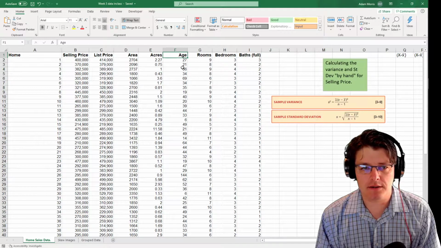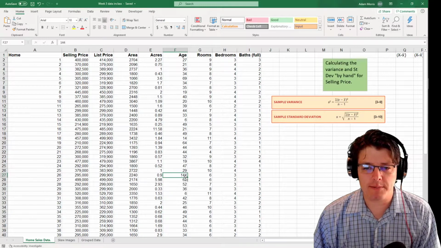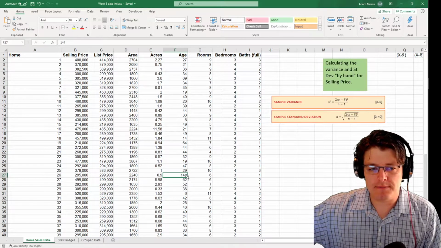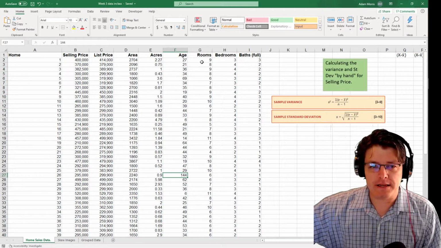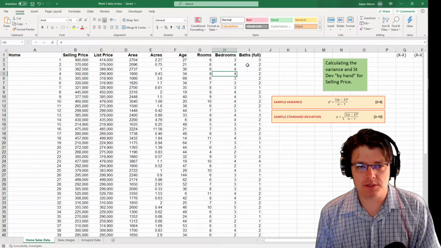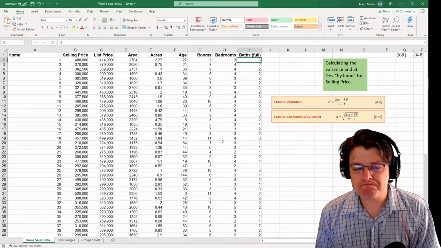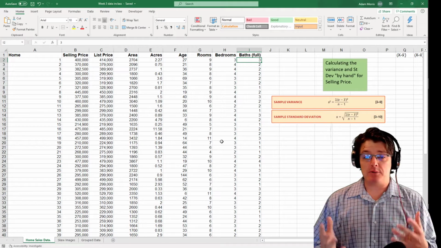This could be a little clearer, because this could be how old the buyer is, but this 144 probably tells us that it's the age of the house. And then we have your typical statistics of how many rooms, bedrooms, and baths it has. So it could be pretty useful information if you work in the housing industry.